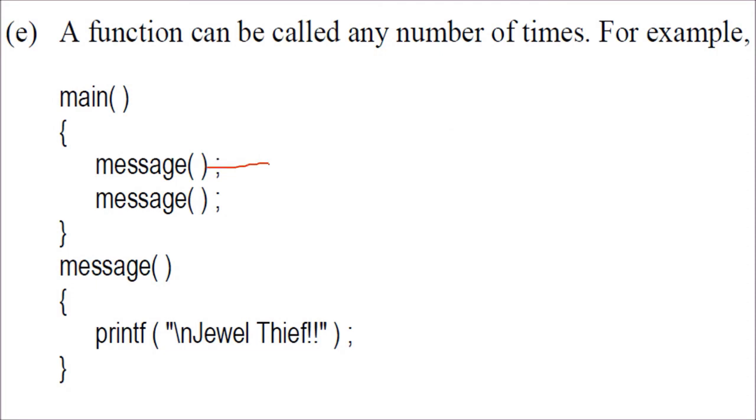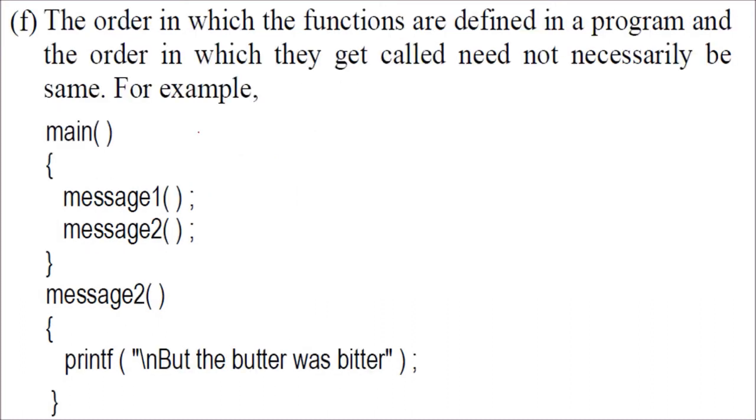This is the function message. This is called here. Now again you can call message, and you can have any number of calls. There is no limitation as such. The order in which the functions are defined doesn't matter. The only thing which matters is how they are being called, in the main function or the function which is calling them.